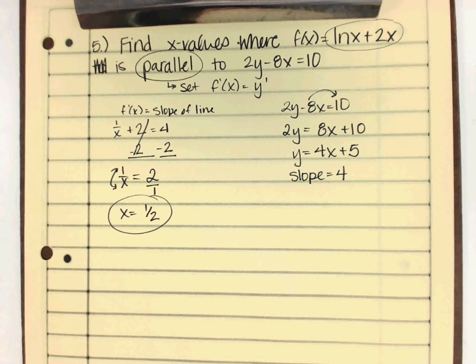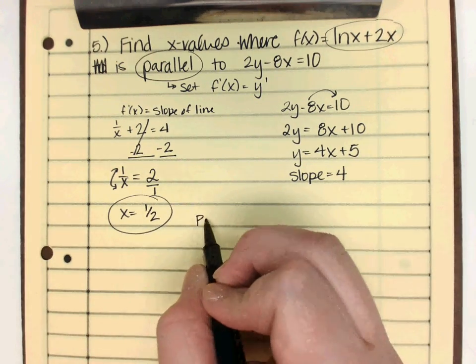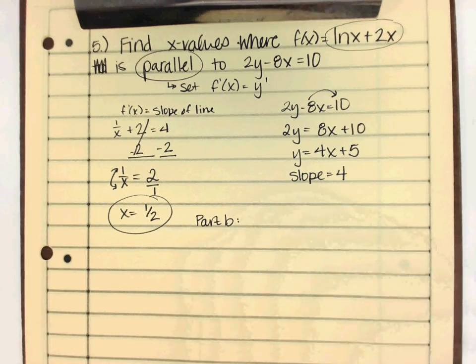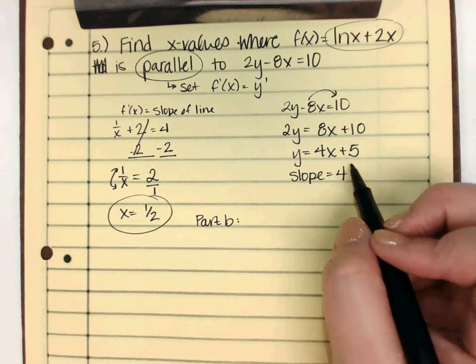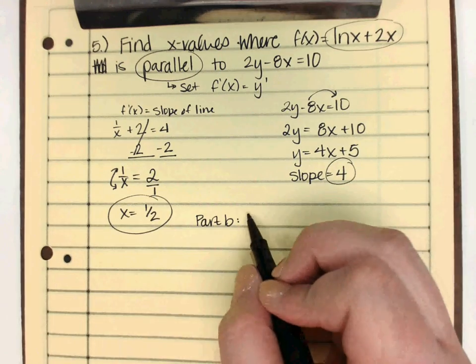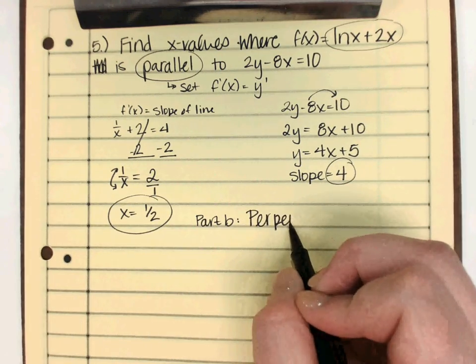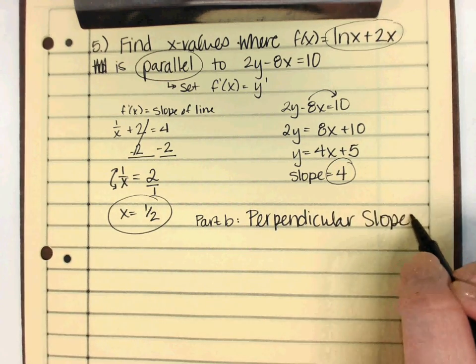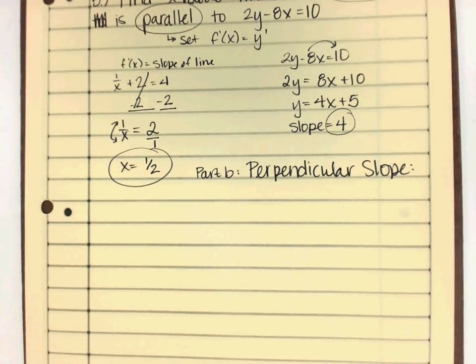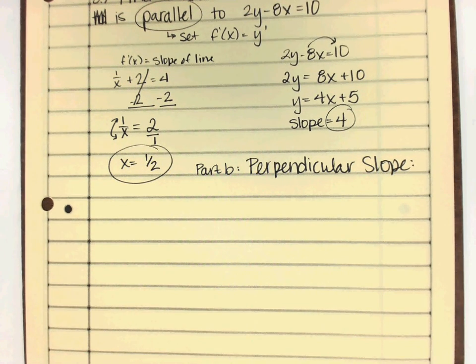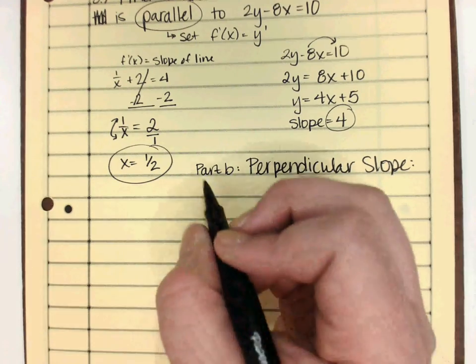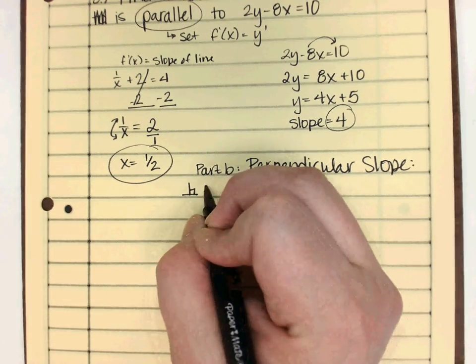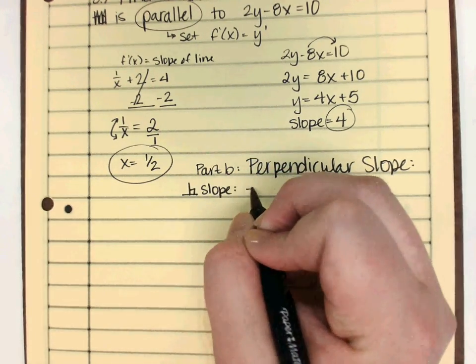Now let's say we want it to be perpendicular. Okay, so we'll make it part B. Wait, what? You want to be perpendicular to 4. Yeah? So, perpendicular slope. Part B, perpendicular. I'm keeping the exact same derivative, but rather than a slope of 4, what perpendicular slope do I want? Negative a fourth.